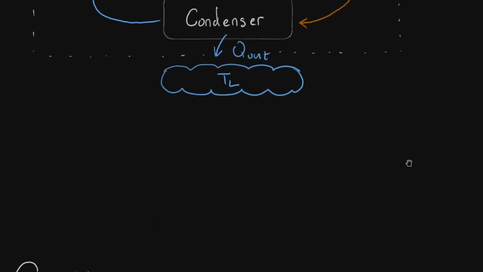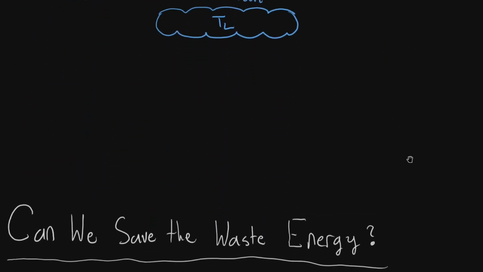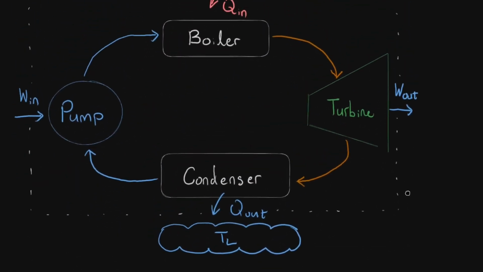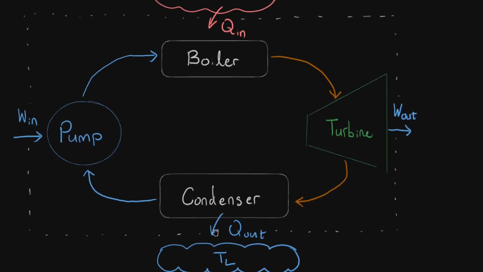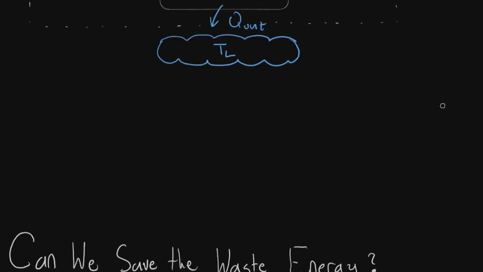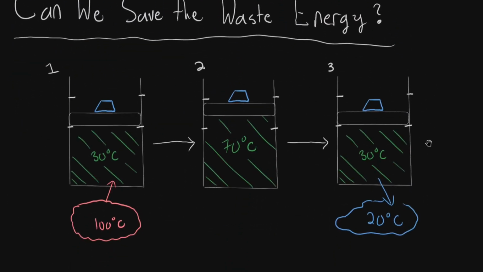But one of the questions you might ask is, can we just save the waste energy, right? What if, instead of this Q out going to some low temperature reservoir, I just sent it back here so that I'm not wasting it out to wherever this is? This would probably be a river or the atmosphere, or a cooling tower, which would be pumping into one of those things. And the simple answer is no.